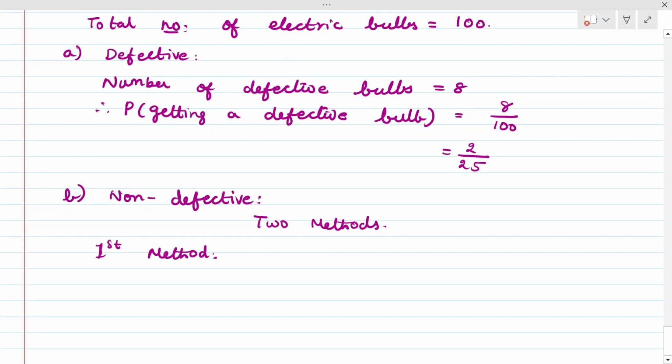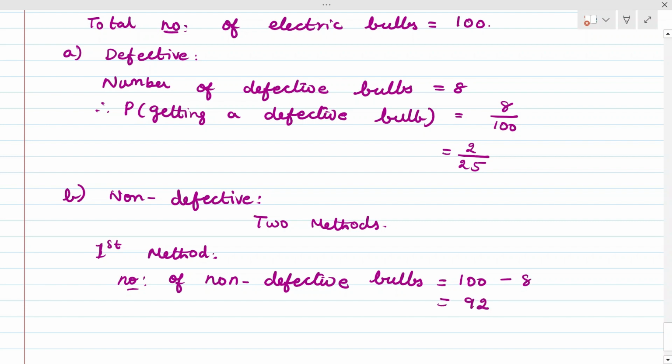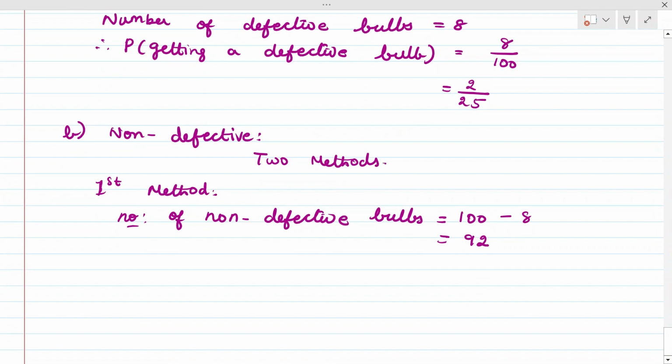The first method is number of non-defective bulbs. How many bulbs are non-defective? 100 bulbs are there and 8 bulbs are defective. So remaining 92 bulbs are non-defective bulbs. So that is our requirement.